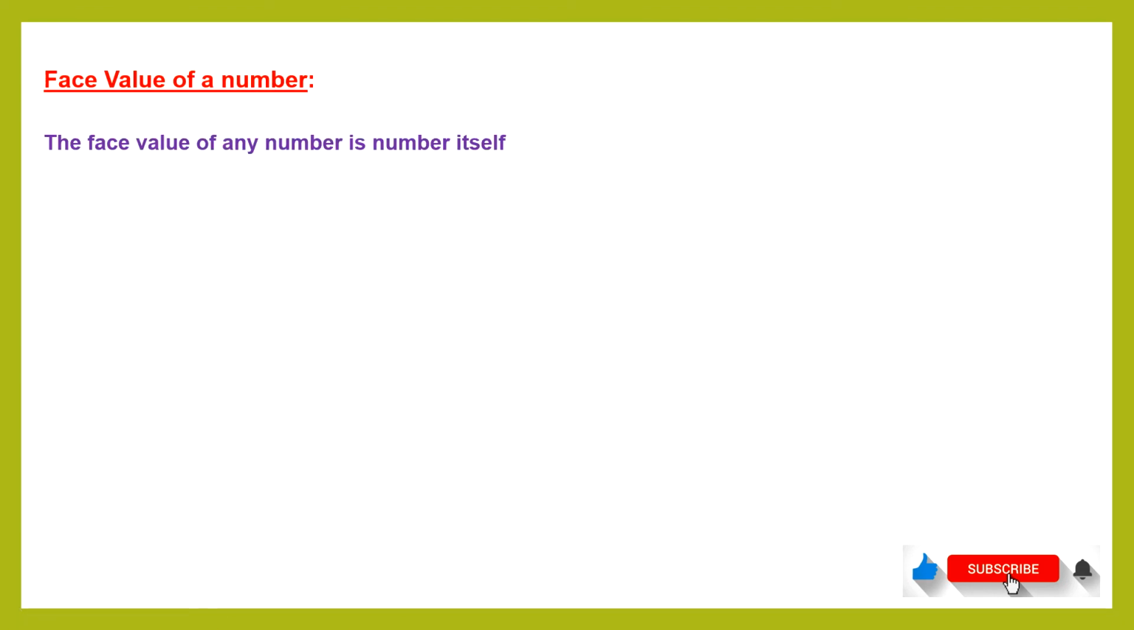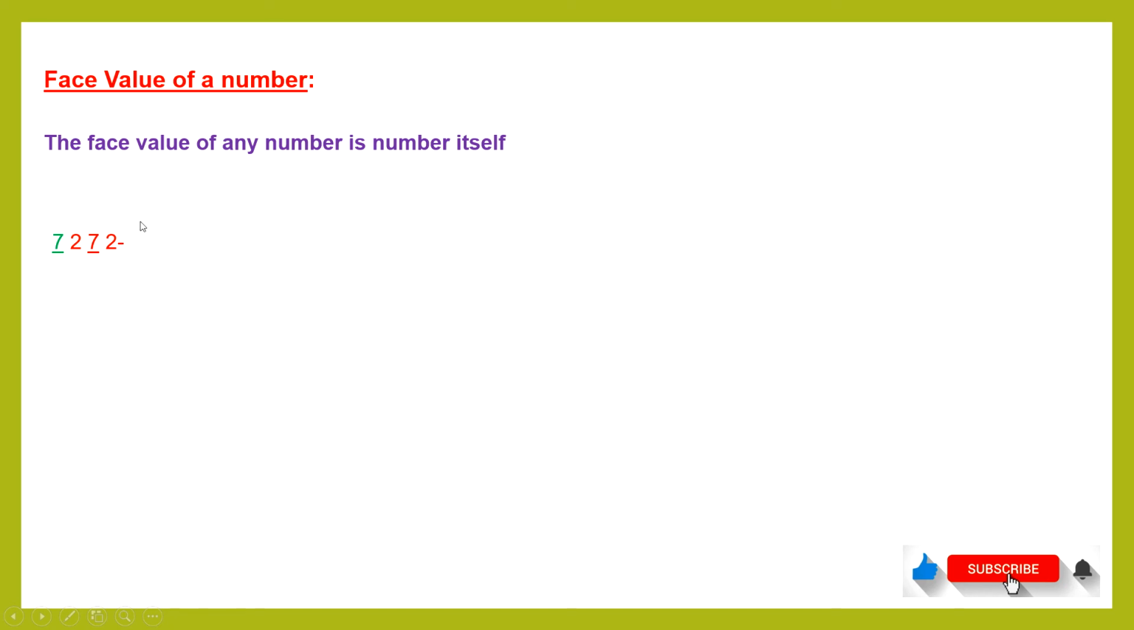Now we'll see face value. So face value is very easy. Face value is the number itself. So if we look at the face value of this 2, it is exactly 2. Face value of 7 is always 7. Face value of this number 2 is again 2. Face value of 7 is 7.